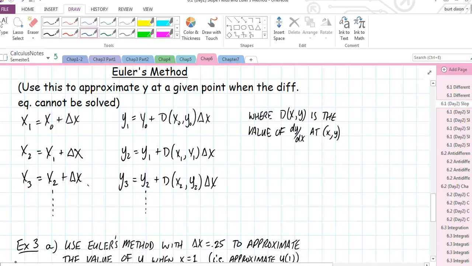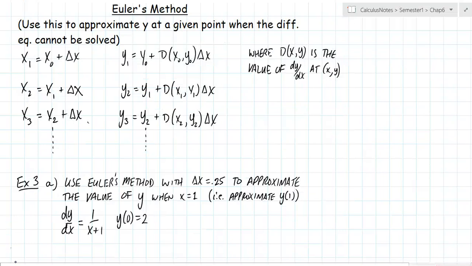Euler's method is another process that we can use when we have a differential equation that is either difficult to solve or impossible to solve. We can still get some information about the function and predict values of the function even though we don't know what the original function looks like. So what you see here now on the screen is a formula. It's a recursive process for finding points that should be moving along the curve.